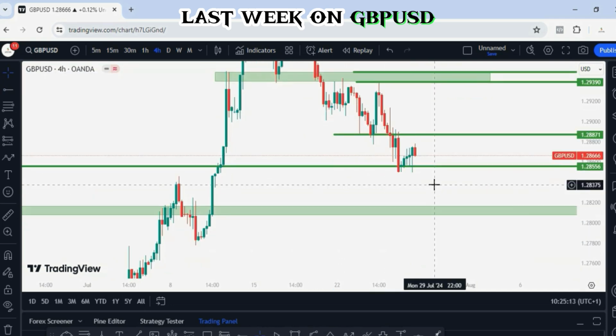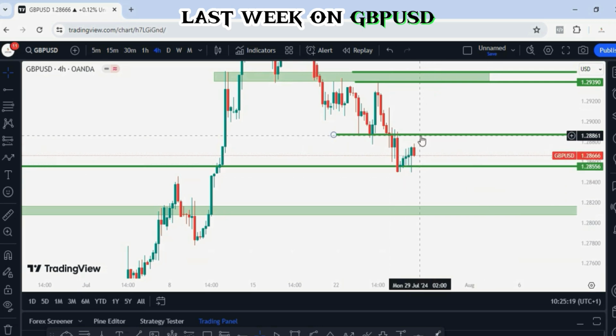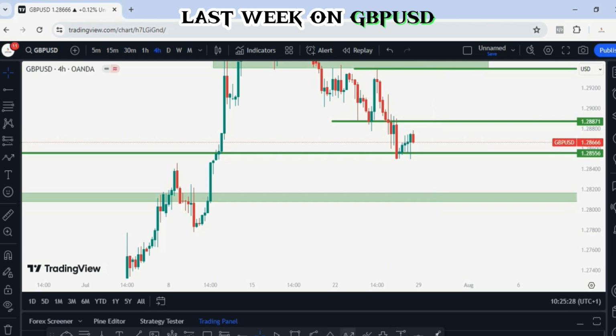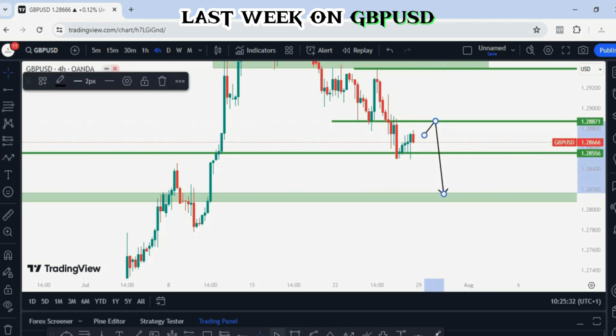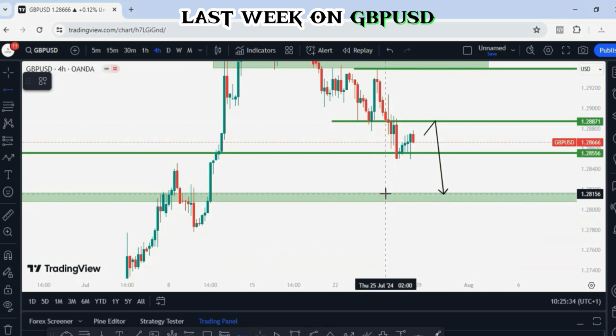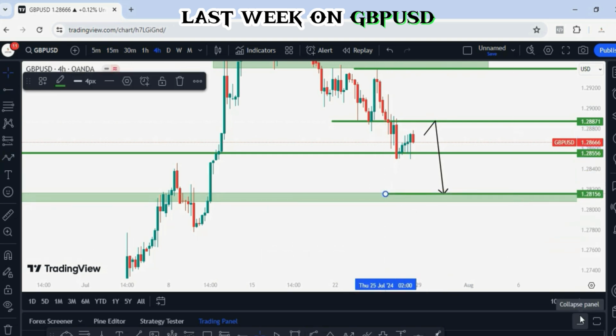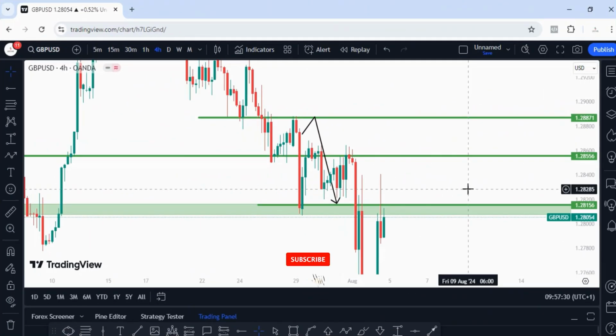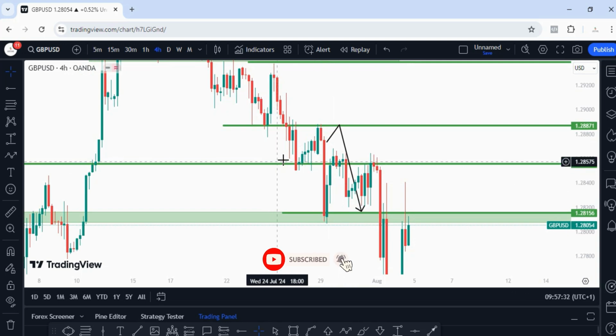If we are going to continue selling to that zone that I pinpointed from the higher time frame, then we may have to be patient for price to pull back into here. Then if we get our execution strategy, then we want to get in here. All right, then our target, if we sell from here, will be here. Let me put a line there for easy identification. Our target will be 1.28156.